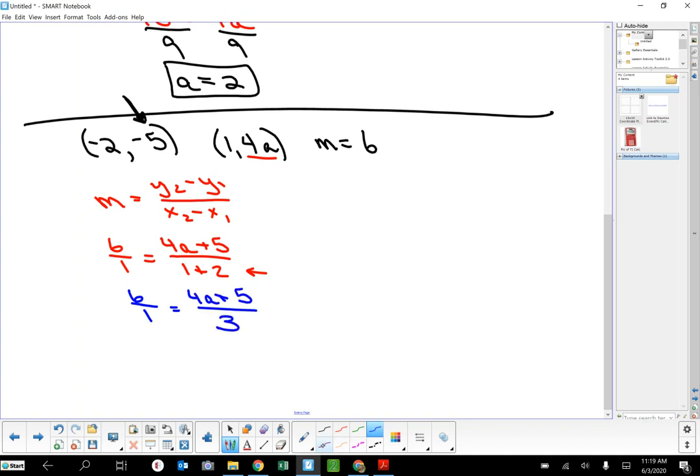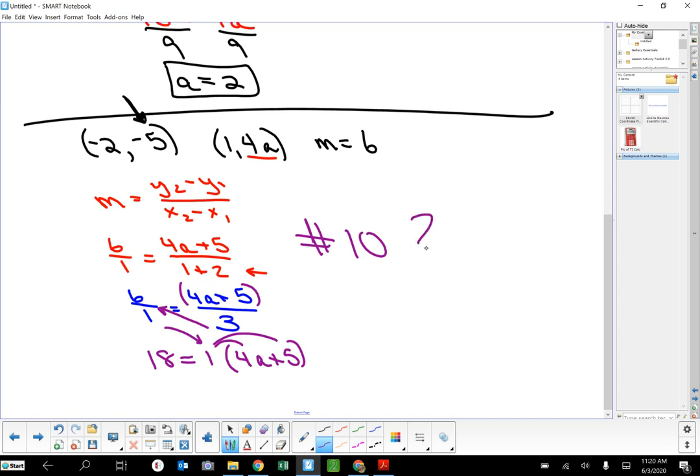Now when you cross multiply, if you have multiple terms, put this in a set of parentheses, and then I would multiply here. So I have 18 equals 1 times 4a plus 5. Now in this case, the 1 is super unimportant, right? But if this 1 was any other number, your next step would be to distribute and then move the constant and then solve. Okay, so I think number 10 is like this, possibly. So I just want to make sure that you're prepared.